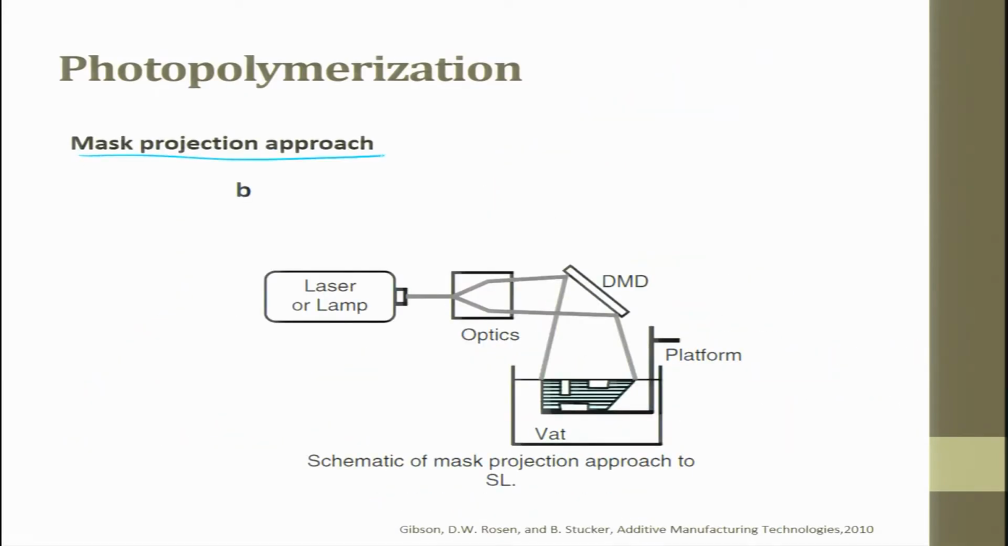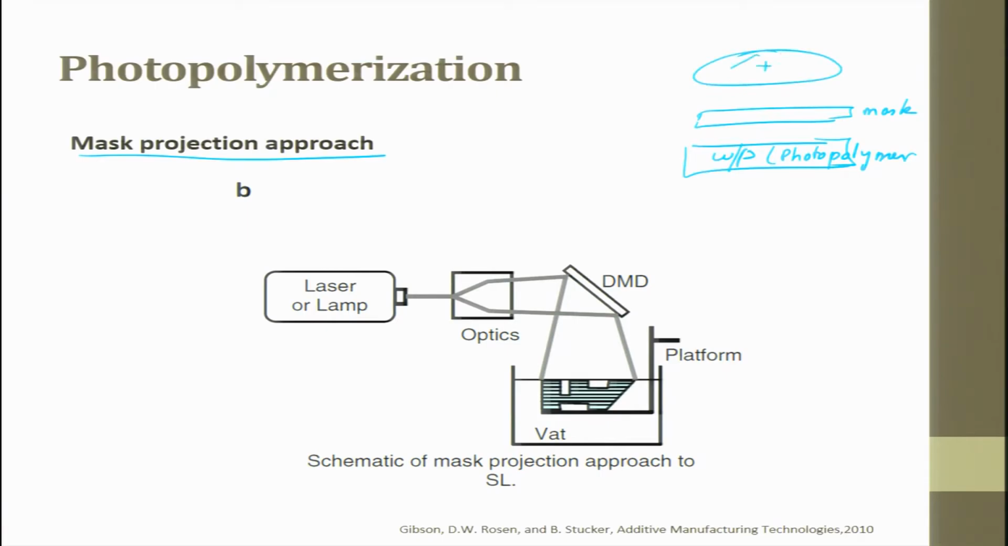The next technique for our discussion is the mask projection technique. As I told you, there will be a mask. You can have a static mask which is getting exposed on your workpiece, and this workpiece is nothing but a photopolymer. You can have a static mask, or you can also have a disc which is rotating. You can also use this as a mask and start developing the entire detail.